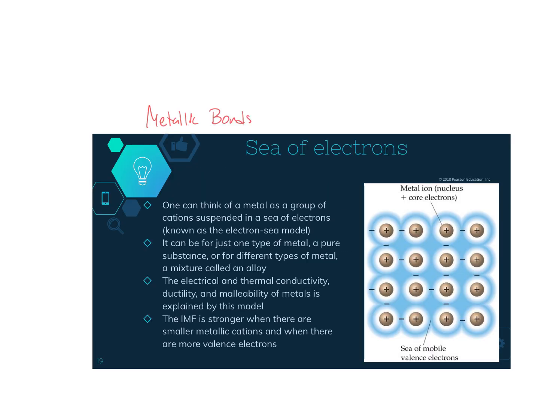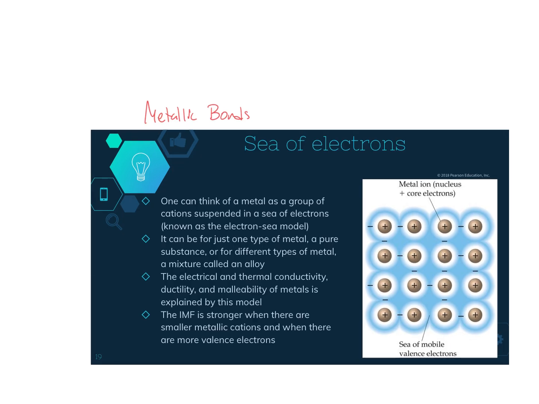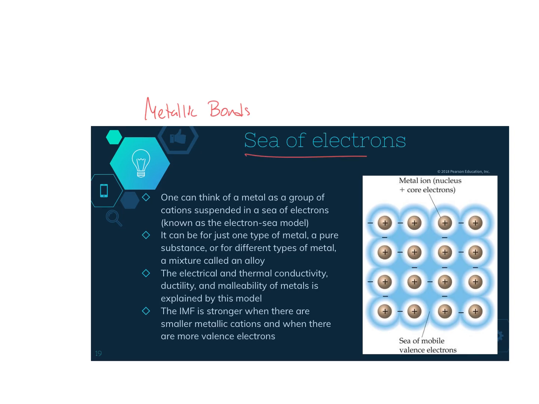The last type of bonding we can have are metallic bonds. You can think of this as basically a sea of electrons. You have some sort of metal ion, and these are spaced apart equally. And then all throughout, we have a bunch of electrons that can move throughout the entirety of this little piece of metal. And so you essentially can think of it as a group of cations suspended in a sea of electrons. It can be just one type of metal, or it can be more than one type of metal, which we'll typically call an alloy, and we'll look at different types of alloys in a second.